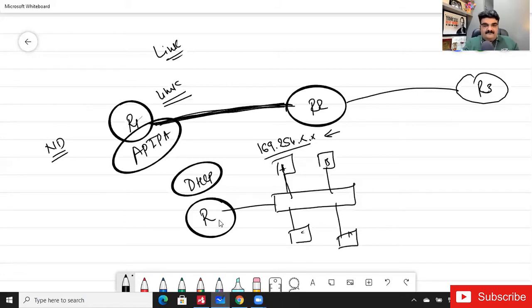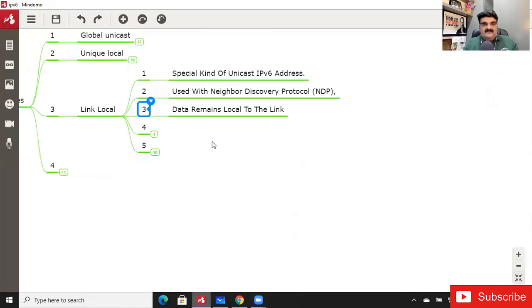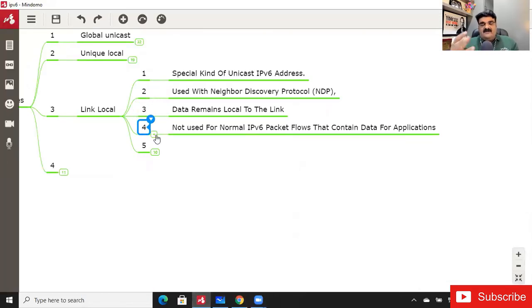This is a use of this, and it will be automatically configured. I will do a practical for that, don't worry about it. It is not used for the normal IPv6 packet flow that contains data for the application. This is for router to router or host to host communication, and it is not useful for data flow or data communication.